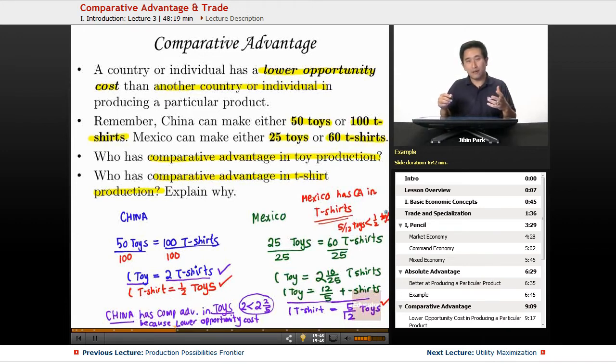You can basically say that you're doing whatever it is, whether it's giving an economics lecture or studying for the economics test, because you have a lower opportunity cost in doing that. So it doesn't necessarily only apply to international trade. It could apply to individual behavior. We do things because we have a lower opportunity cost and therefore comparative advantage.